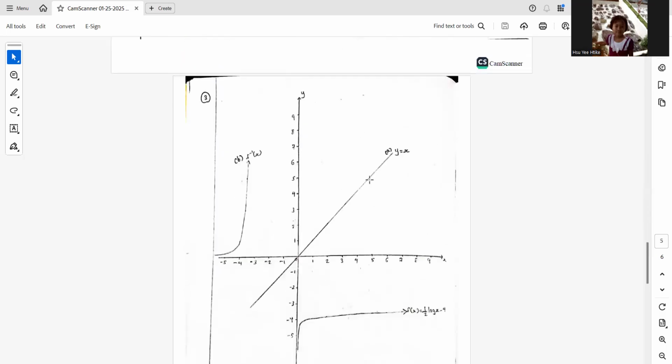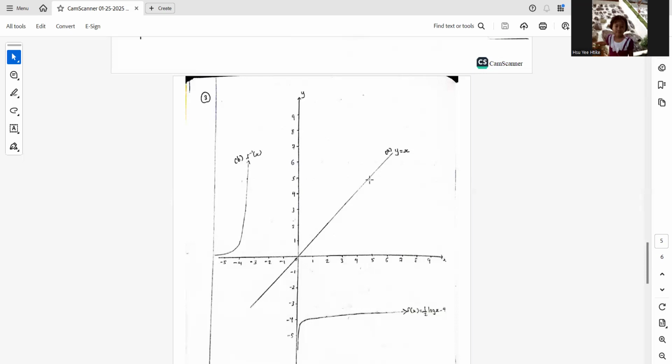And for question number 3, the question is: graph the function f of x is equal to half times log of (x minus 4). For A, graph the line y is equal to x on the same grid. For B, graph the inverse function f inverse of x by reflecting f of x in the line y is equal to x. For C, determine the domain, range, and equation of the asymptote of f inverse of x, and for D, determine an equation for f inverse of x.